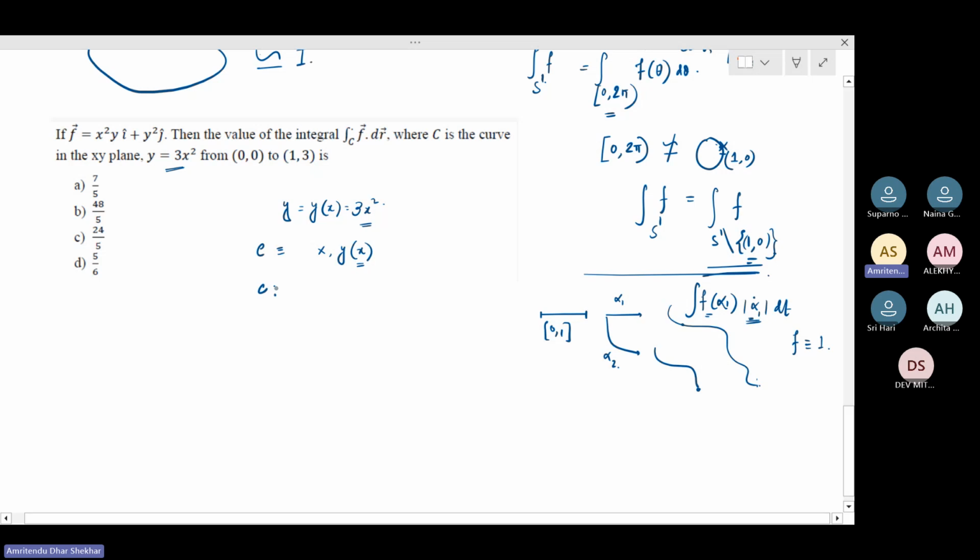So C is defined from 0, 1, which sends x to x comma y of x.